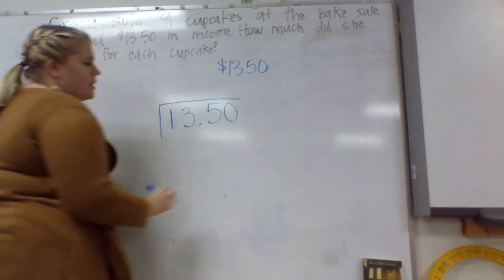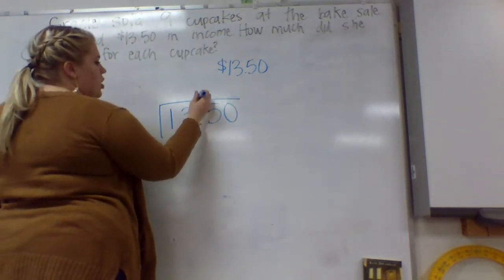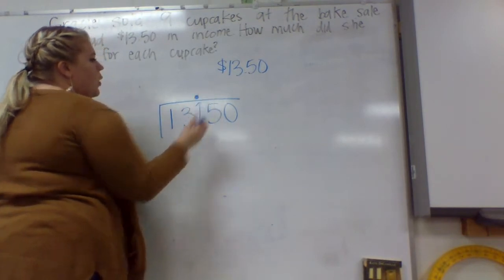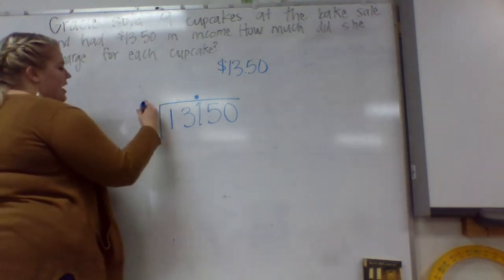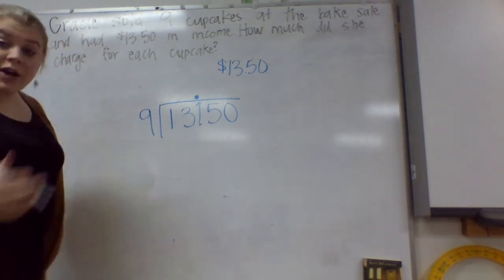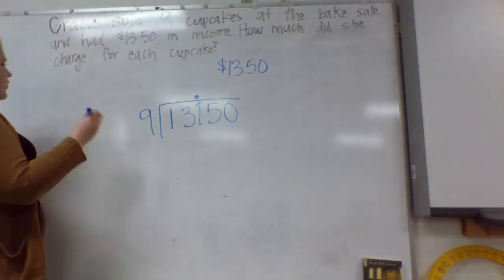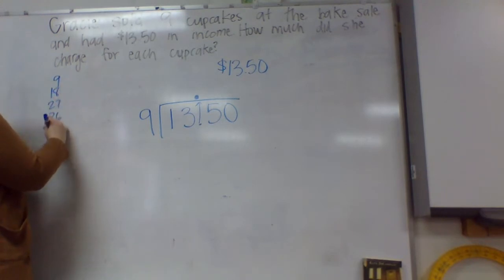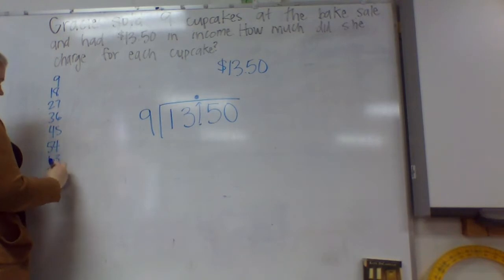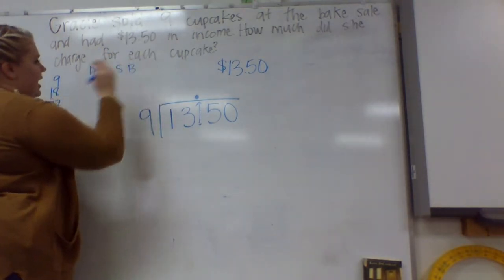$13.50. Here is the most important thing that you can do right now. Where your decimal point is, also put it on top. Okay? 1350 divided by 9. Now, we're going to divide this out just like any other 4-digit number. So I'm going to list my multiples. 9, 18, 27, 36, 45, 54, 63, 72, 81. Divide, multiply, subtract, bring down.